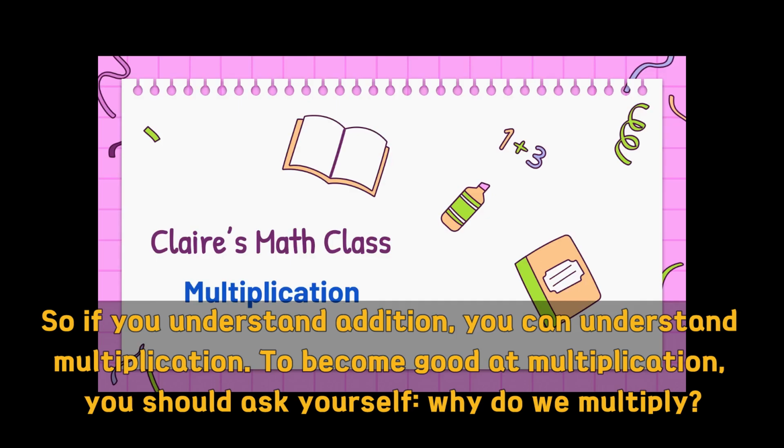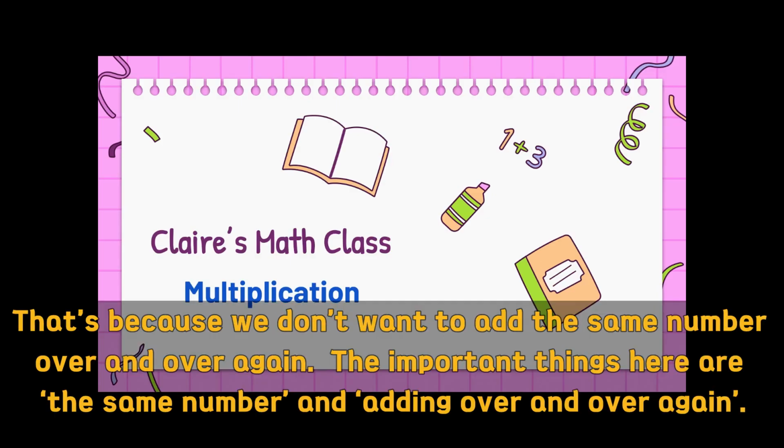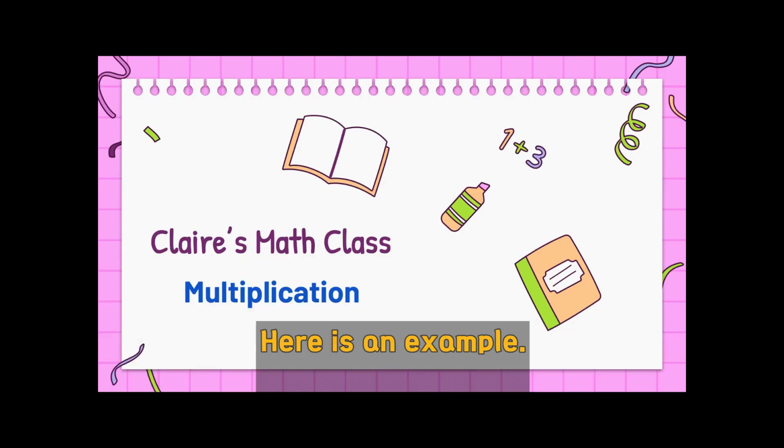To become good at multiplication, you should ask yourself, why do we multiply? That's because we don't want to add the same number over and over again. The important things here are the same number and adding over and over again. Here is an example.